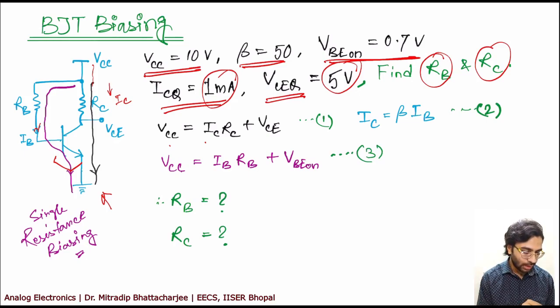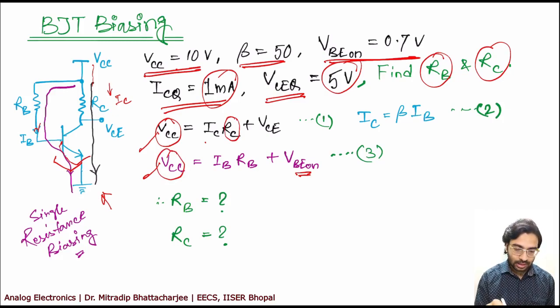VCC is equal to IB RB. So the current through this branch is IB. So remember this. You don't take IC in this case as well. So here the current is IB. So your VCC will be IB RB plus this voltage VBE on. So you have now two equations where VCC is given here. Here also VCC is given. Sorry, you have to figure out what is RC.